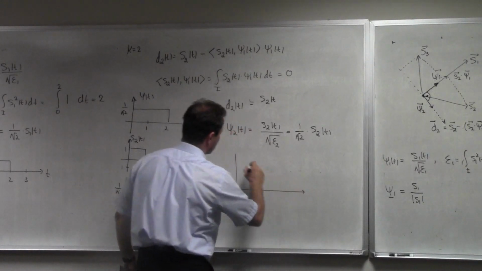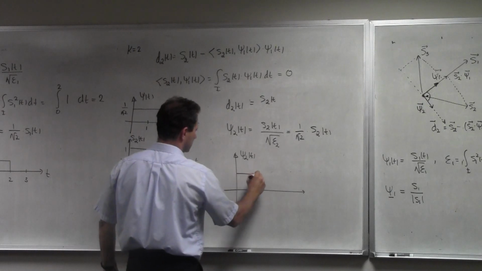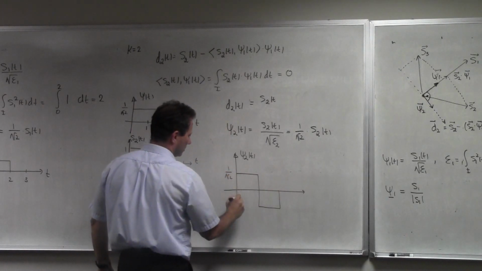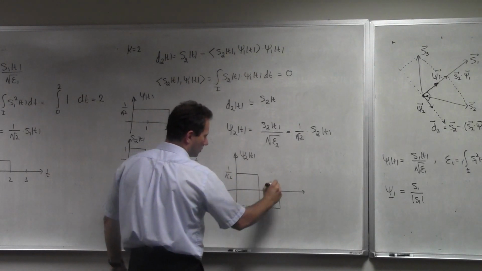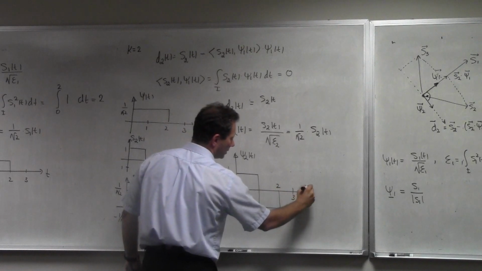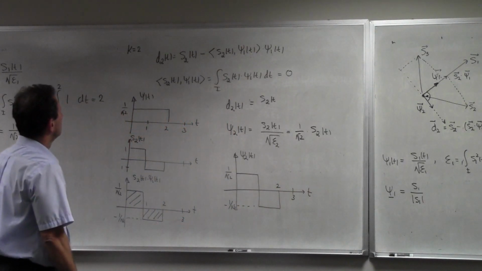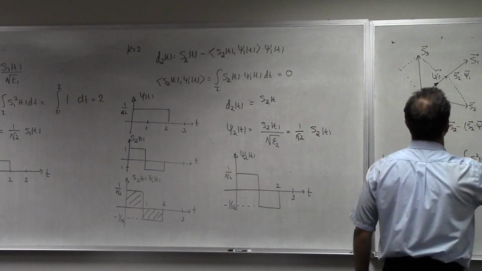How does psi 2 of t look like? My second basis vector, psi 2 of t, looks like this. 1 over square root of 2, minus 1 over square root of 2. So I have now extracted 2. So my basis is at least 2 by now.